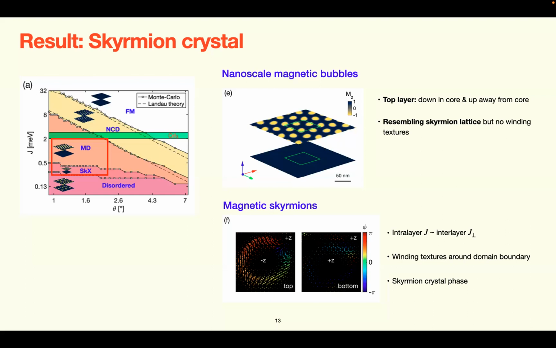On top of that, it will decrease the interlayer exchange energy. Then we found that another interesting phase occurred, which is the skyrmion crystal phase. Here I plotted one magnetic domain, the in-plane spin texture of one domain. This is the top layer and this is the bottom layer. The domain on the top layer exhibits some winding spin texture around the domain. So this is just a magnetic skyrmion.